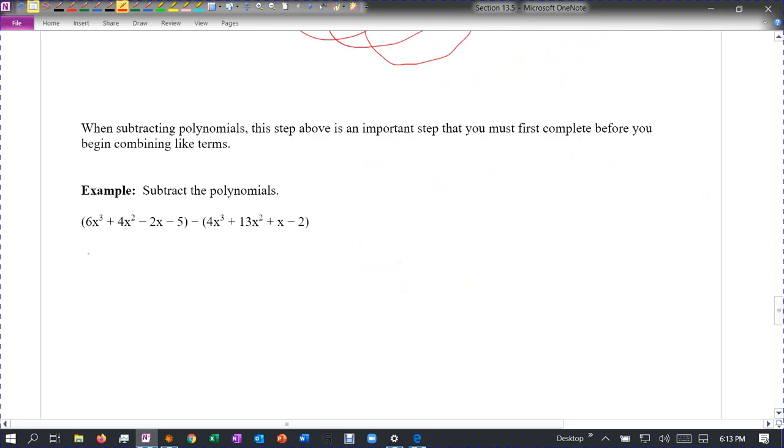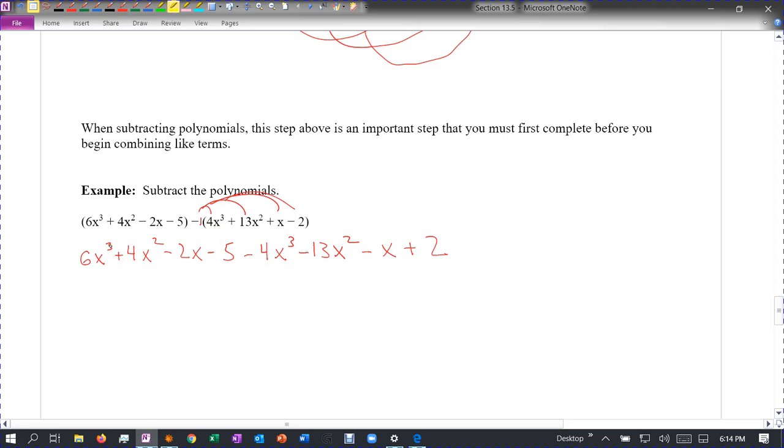For this problem, we do 6x cubed plus 4x squared minus 2x minus 5. And now I'm going to take this negative 1 and distribute it through, changing the signs of everything there. Let's get minus 4x cubed, get minus 13x squared, minus x, and plus 2. So all the signs changed.